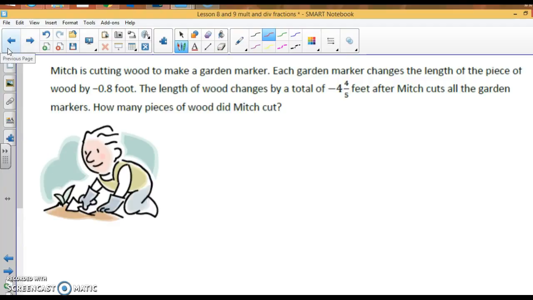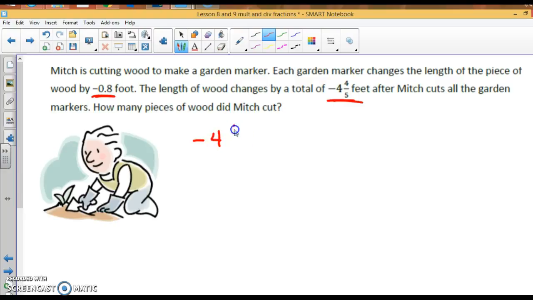Mitch is cutting wood to make a garden marker. Each garden marker changes the length of the piece of wood by minus 8/10 of a foot. The length of wood changes by a total of -4 4/5 feet. After Mitch cuts all the garden markers, how many did he cut? So this is our total length change, and this is how much each one was. We want to know how many there were. So aren't we going to divide?